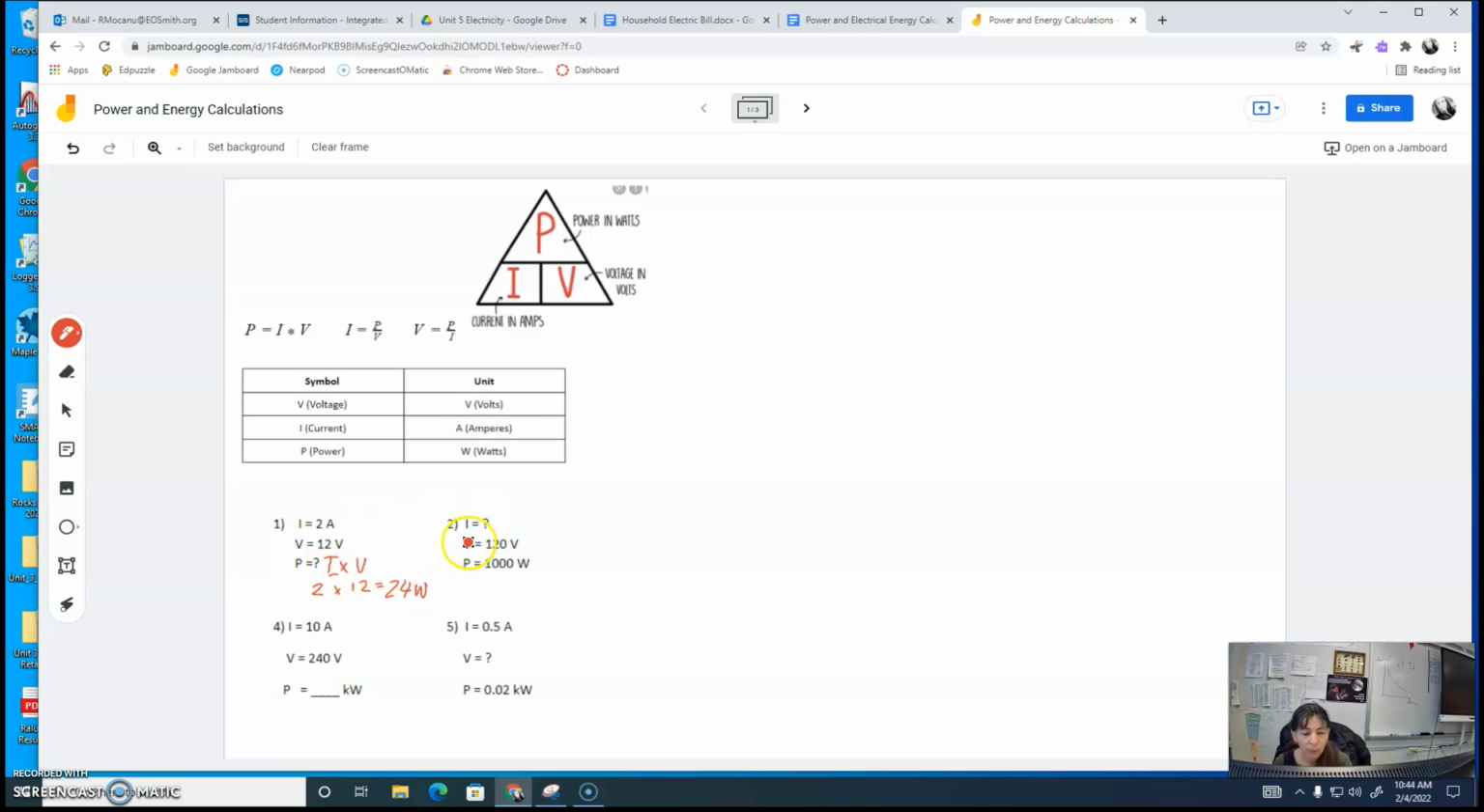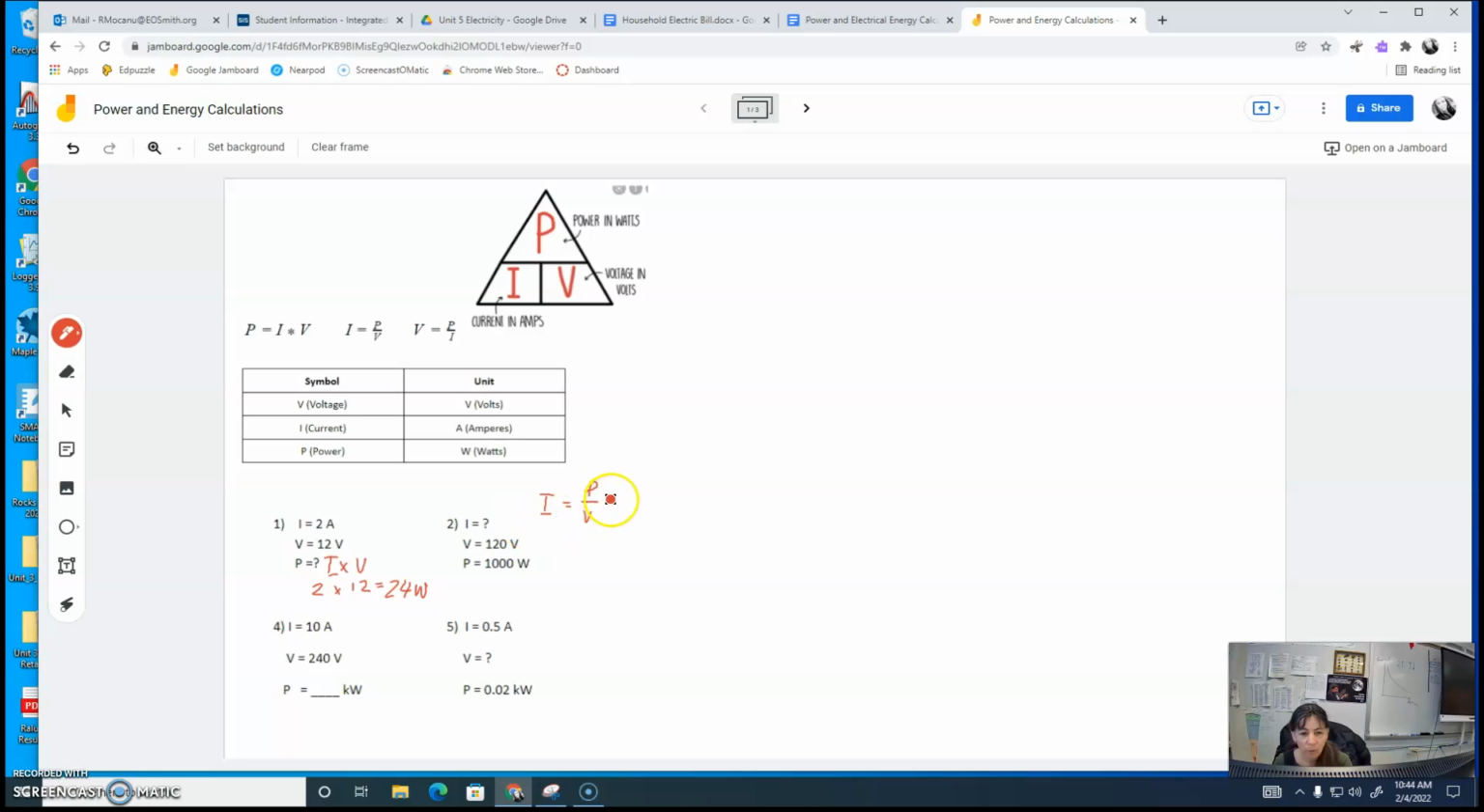Let's do problem number 2. In this case, we are given the voltage V, 120 volts. We are given the power as 1,000 watts. We are asked for current. Well, I can go up here and use my triangle. If I cover up the current, I would see that the formula for current is just P divided by V. Cover up the current, P is on top, V is on the bottom. That's my formula, or I can use the formula straight from here.